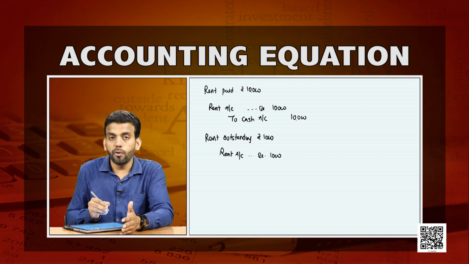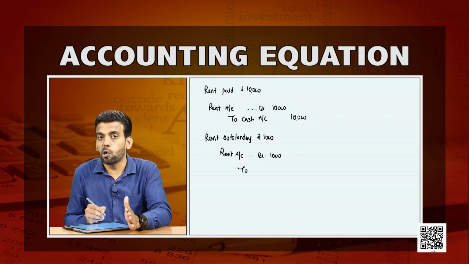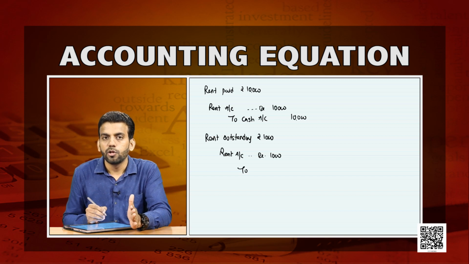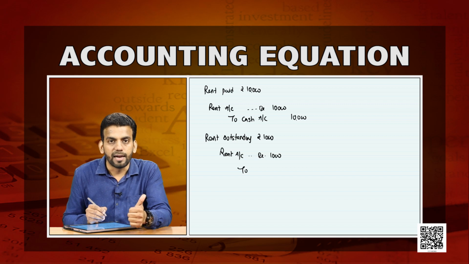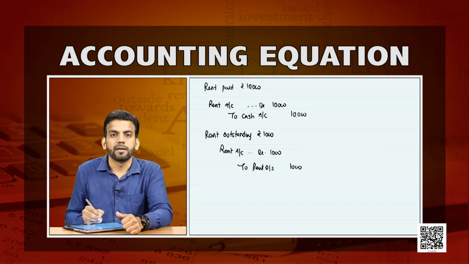Outstanding means you didn't pay, so I am not going to credit cash in that case, isn't it? When you haven't paid the rent, that means it's a liability, and liabilities increase from the credit side. So rent outstanding would be credited instead of cash. Am I clear? Please make a note.